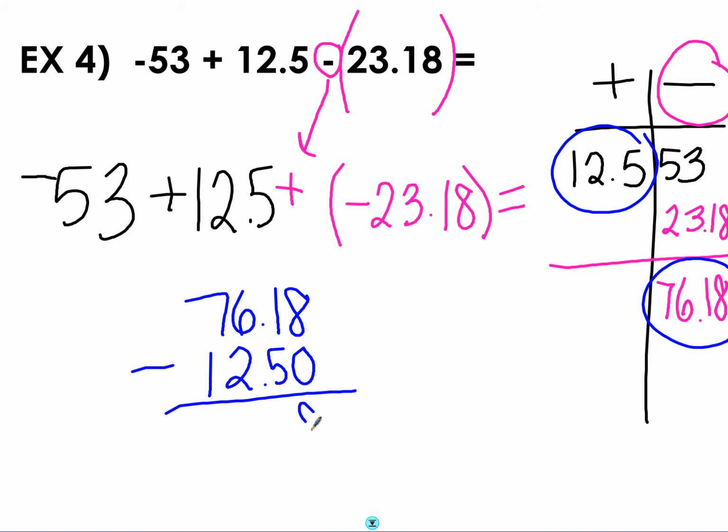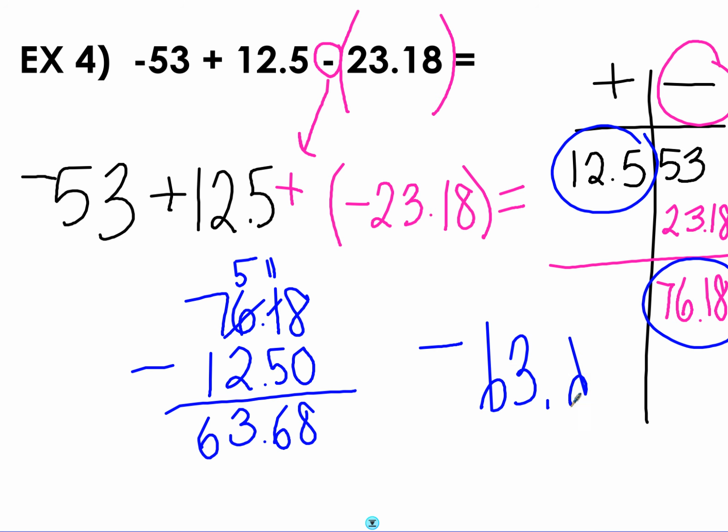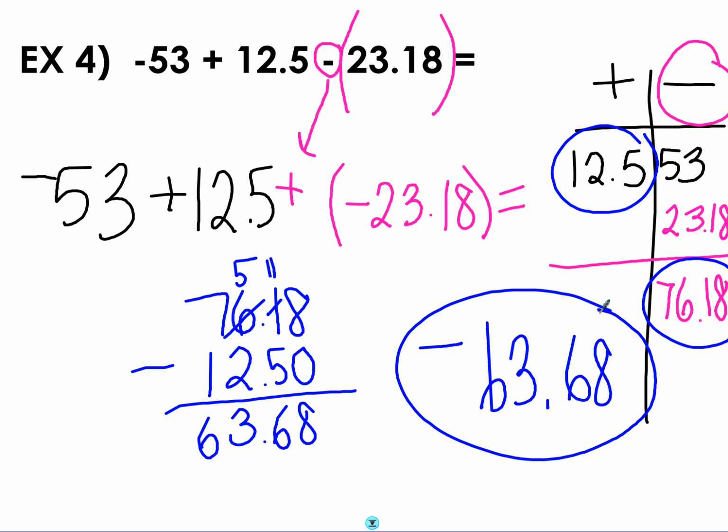8 minus 0 is 8. Regroup to 11. 11 minus 5 is 6. 5 minus 2 is 3. 7 minus 1 is 6. So the negative team is winning by 63.68 points. And that becomes the answer to that question.